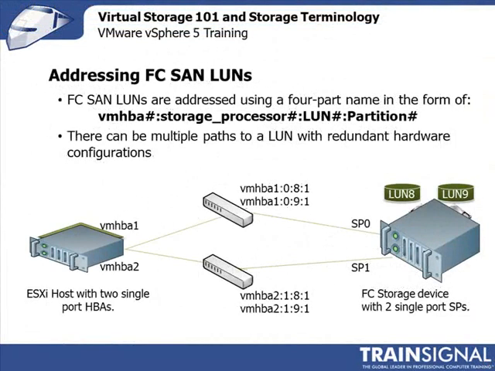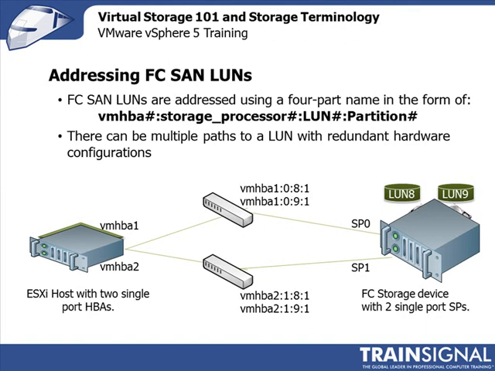Now when addressing fiber channel SAN LUNs, the name formatting is a 4-part name as follows. It starts off with the HBA, the device that's being used. Every HBA device is going to have a number, preceded by VM HBA and then the number, whether it's 0, 1, 2, 3, 4, whatever it is. Then the storage processor number is going to follow. That's the route it's going to take in order to access the LUN or the partition. Next comes the destination LUN number, and after that is followed by the partition number.